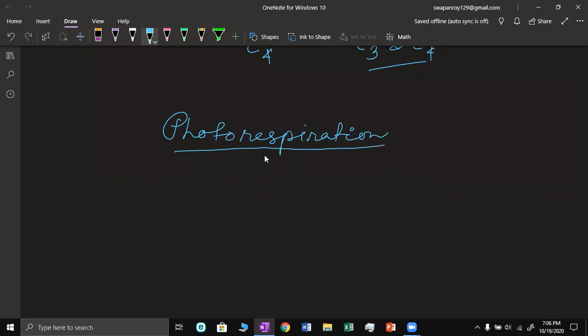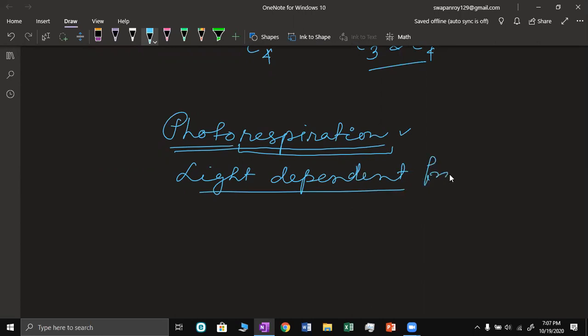This is a special type of respiration, not the normal respiration. Here it is photorespiration, which means it is light dependent. Like photosynthesis, which is light dependent, photorespiration is also light dependent.